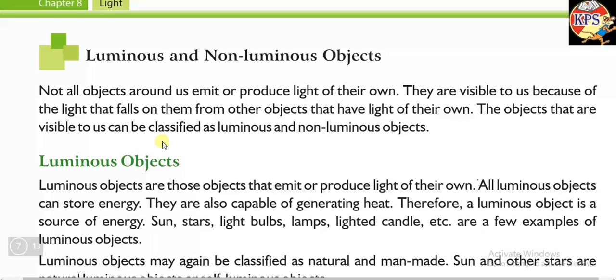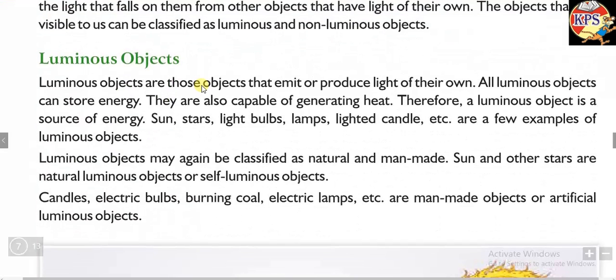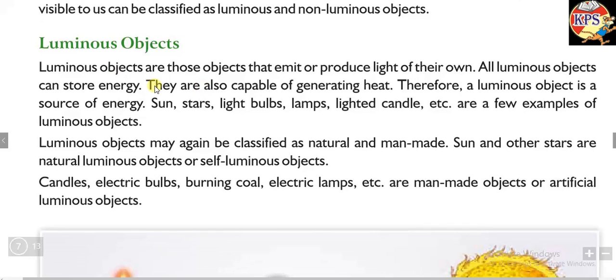The objects that are visible to us can be classified as luminous and non-luminous objects. Some objects around us are luminous objects and some are non-luminous objects. So now we are going to read about luminous and non-luminous objects. Luminous objects are those objects that emit or produce light of their own.